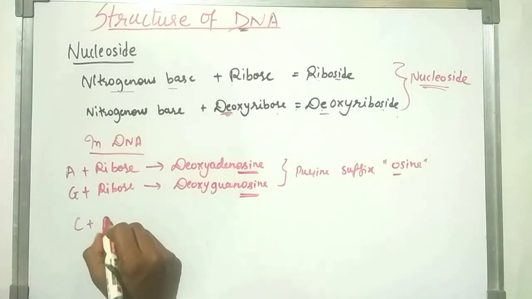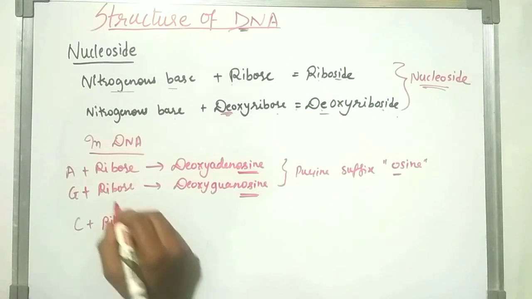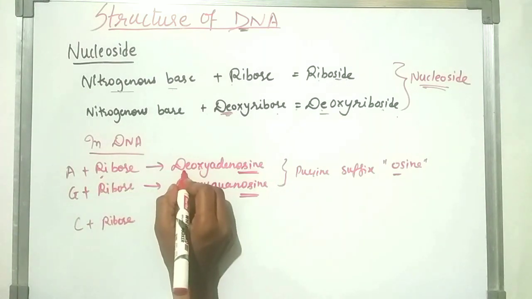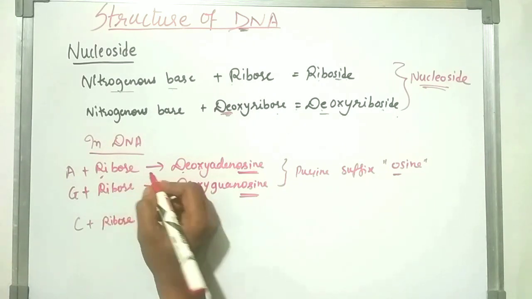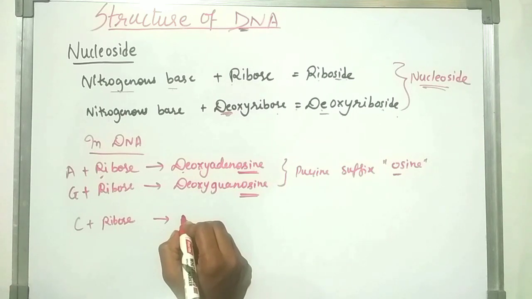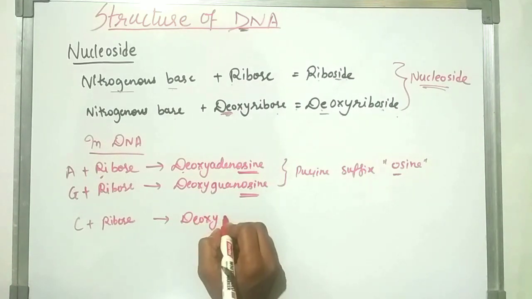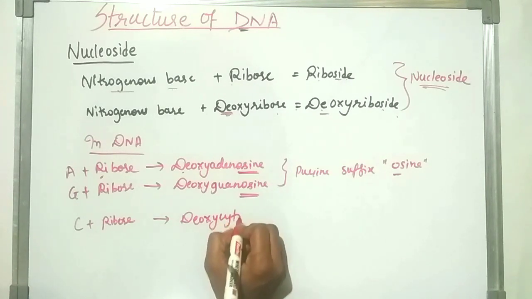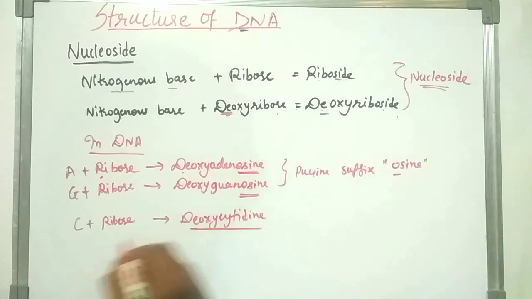Cytosine plus ribose structure. In DNA, what will it be? Deoxy. So the ribose will be what? At the second position, oxygen will be removed. So cytosine plus ribose structure, in DNA, what will it be called? Deoxy. See here, deoxycytidine, not cytosine. Okay, deoxycytidine.